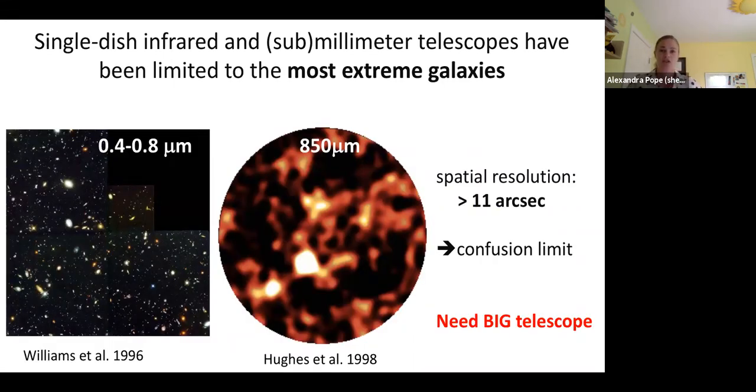So single dish submillimeter observations have been limited in the past to the most extreme galaxies. And here I'm showing a fairly extreme example because this is the first image that was taken at submillimeter wavelengths of an extragalactic field. This is the Hubble Deep Field dating back 20 some years now. But this is still a really excellent example about how limited we are with these submillimeter observations.